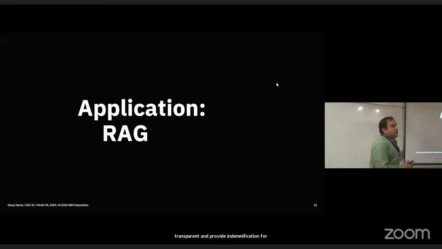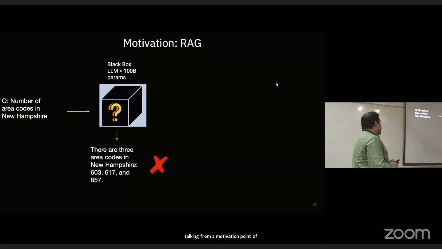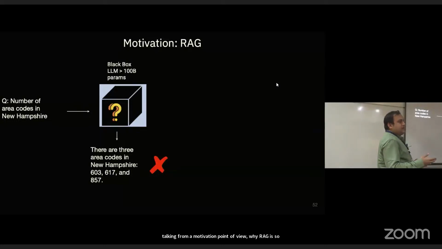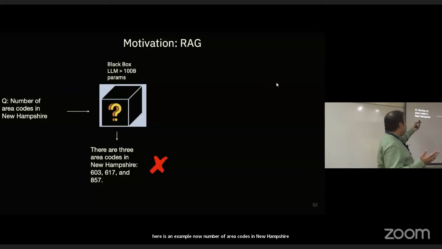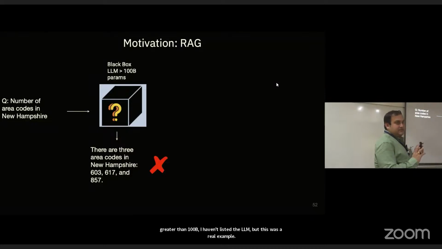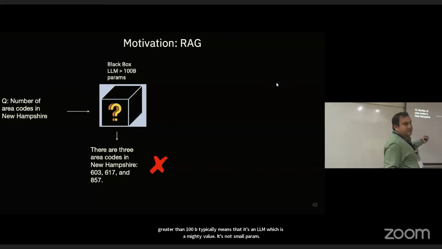Now we'll move on to a particular application, RAG, Retrieval Augmented Generation. Talking from a motivation point of view, why RAG is so important nowadays. Let's say I have an LLM. Typically LLMs are so good that if you just throw it a question, it will always generate an answer and more or less almost correct. Here is an example: the number of area codes in New Hampshire. If I just give it to a black box LLM, let's say even greater than 100B, I haven't listed the LLM, but this was a real example. Greater than 100B typically means an LLM of mighty value. It's not small param, but it still ends up giving you an incorrect answer.